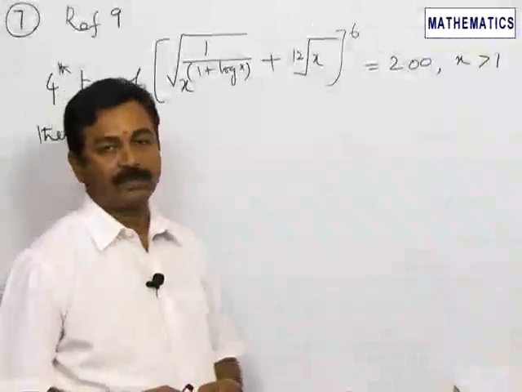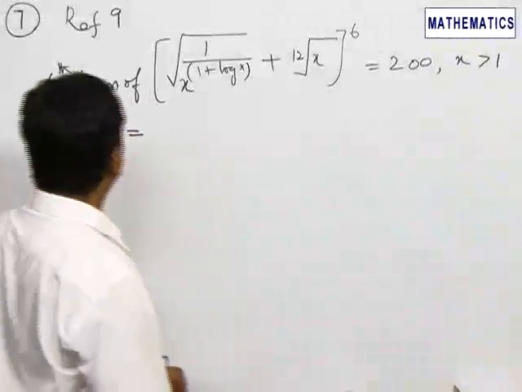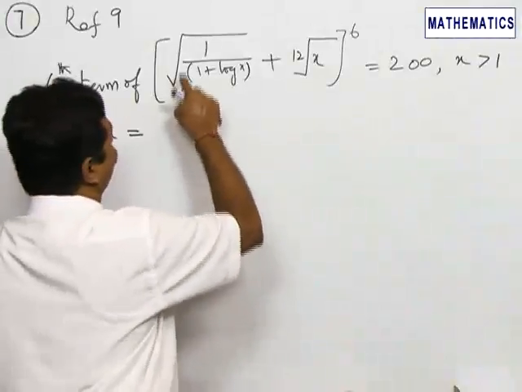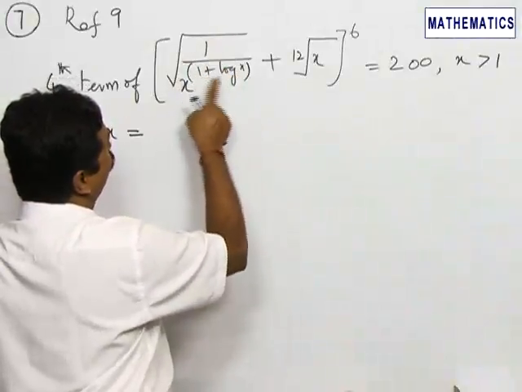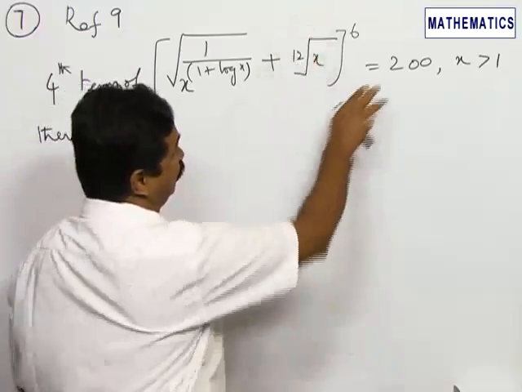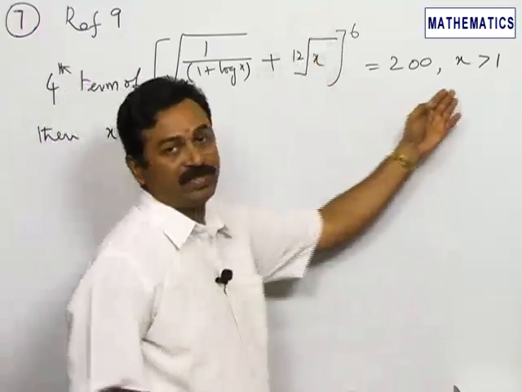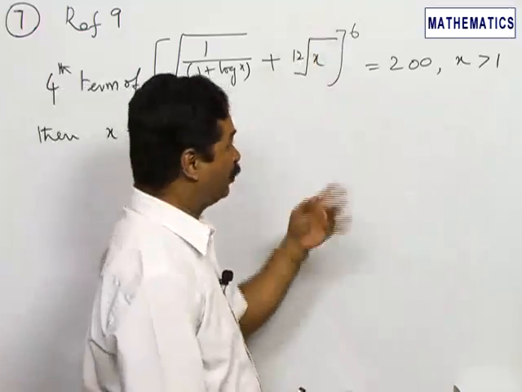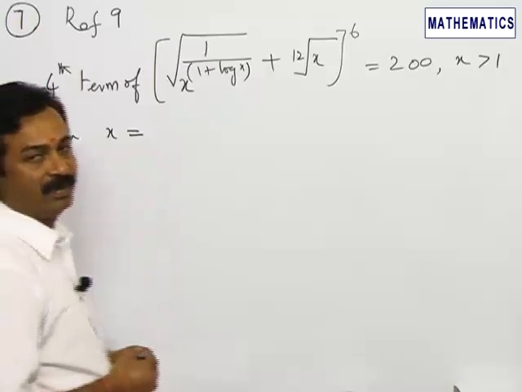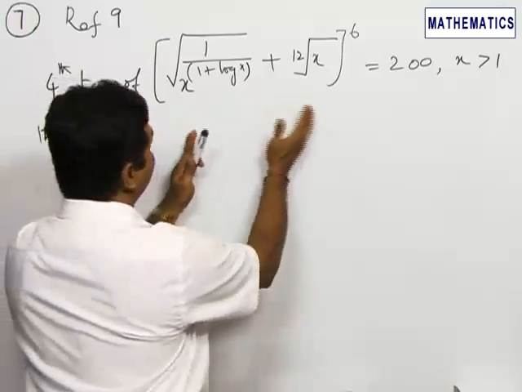Now let us refer to question number 9. It is given that the fourth term in the expansion of (√(1/x^(1+log x)) + ¹²√x)^6 is equal to 200, where the value of x is greater than 1, that is, absolutely positive. We have to find the value of x.